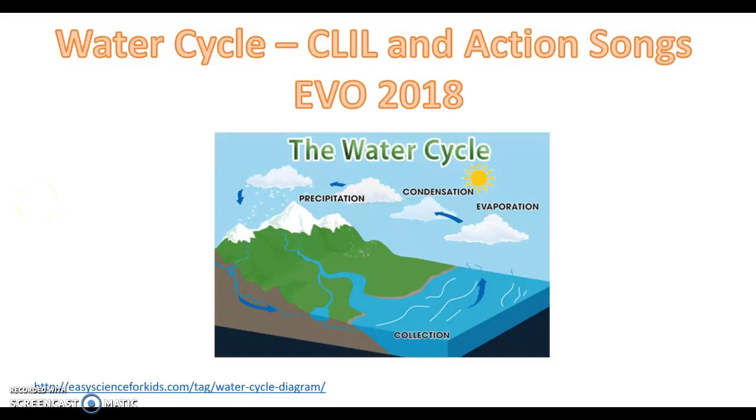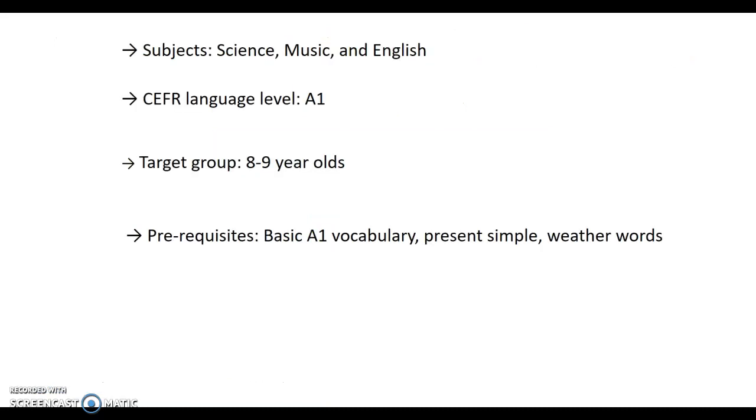Hello everyone. I did my project on the Water Cycle CLIL and action songs that I would be interested in trying out with a group of children. The subjects involved for this CLIL project are science, music, and English, of course, A1 level, and I was thinking of 8 or 9-year-olds. They should have a basic A1 vocabulary. They should know the present simple and know how to talk about the weather.